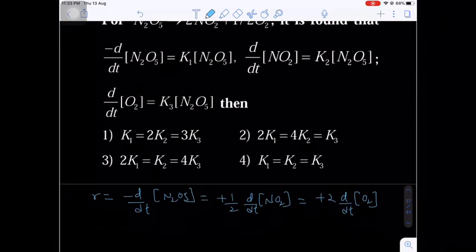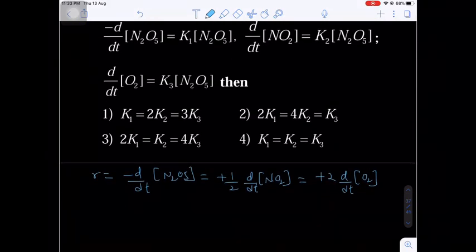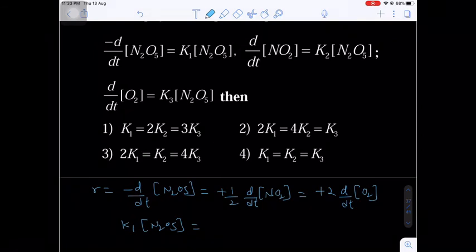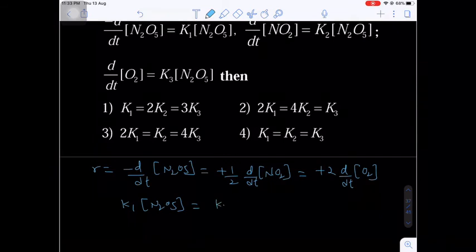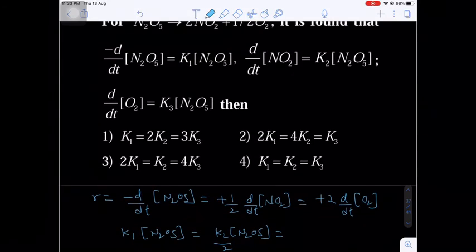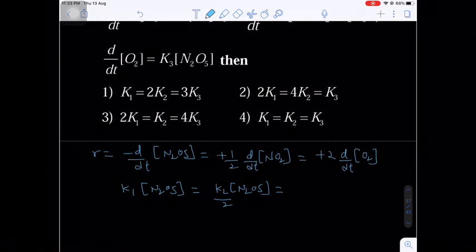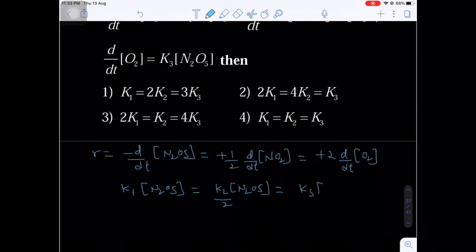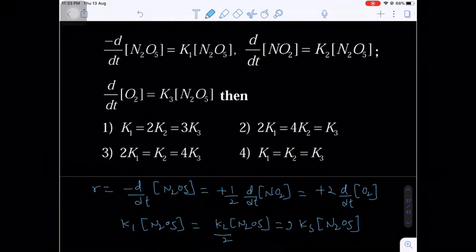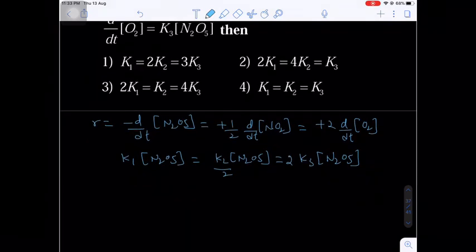Now here, minus d by dt of N2O5 is given as K times of N2O5. So here I am writing K1 times of N2O5, which is equal to d by dt of NO2, which is K2 times of N2O5. Here there is a 1 by 2, so I am writing K2 by 2 here. And d by dt of O2 is K3 times of N2O5. So K3 times of N2O5. Are you getting my point? Here there will be 2.